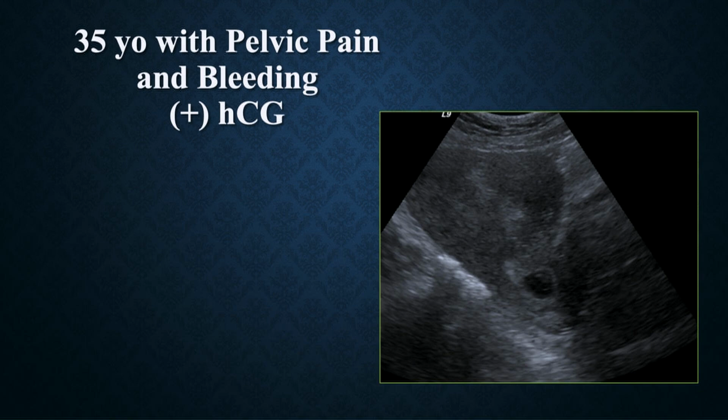What about these other types? Here's a 35-year-old with pelvic pain and bleeding, positive HCG. Where's the sac? Transabdominal view can be very helpful. Again, it gives you a global view of what's going on in the pelvis. Here's the uterine fundus. There's the sac.